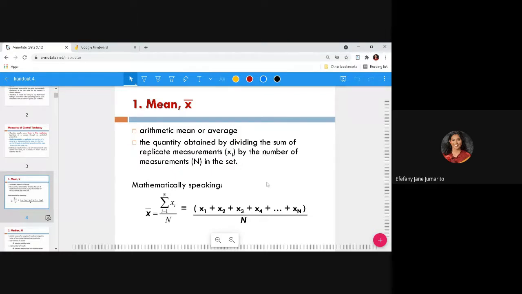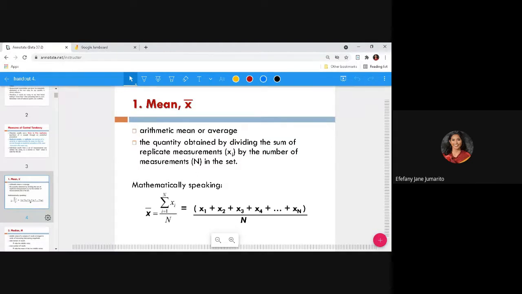Okay, if you have 5 replicates, then you divide the sum by the number of replicates, so that will be your mean. The result of those five replicates divided by the number, so that is your mean.